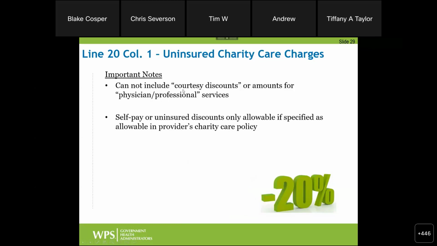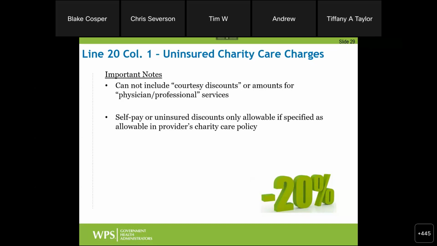Now, a lot of what is allowed on S-10, CMS reiterates multiple times, is based on your internal charity care policy or financial assistance policy. So unlike things like indigent Medicare bad debts, where CMS has a global standard that must be met, a global policy, if you will, they leave it up to the providers to determine what their charity care policy allows and what it doesn't allow.